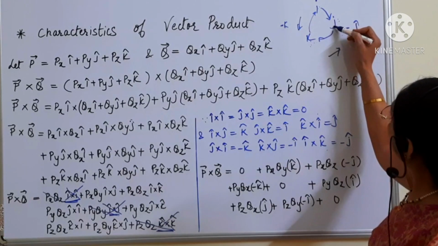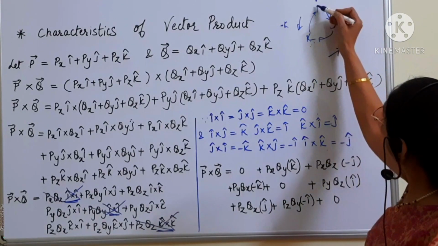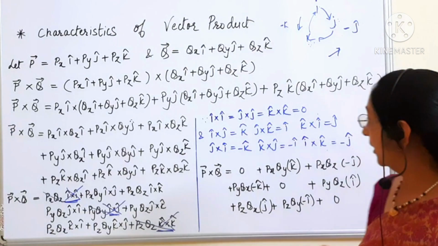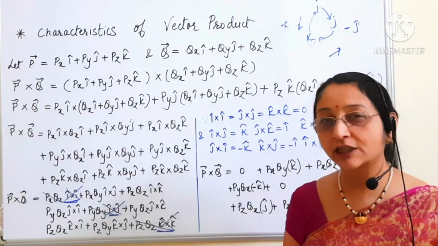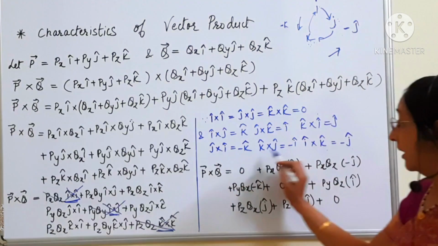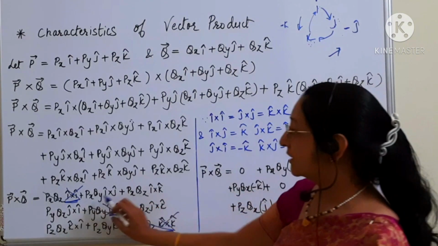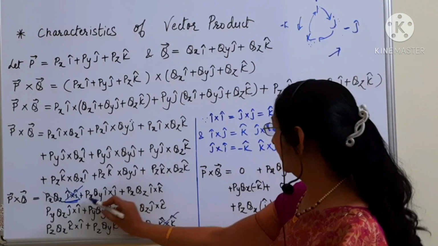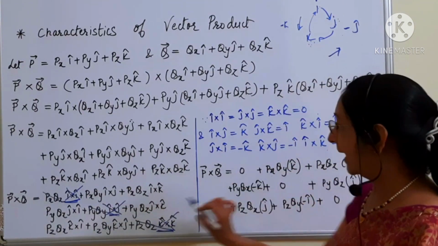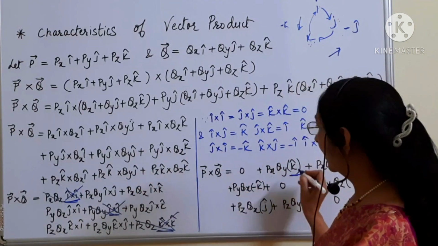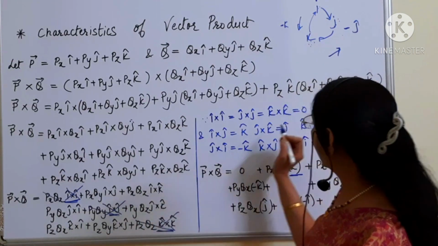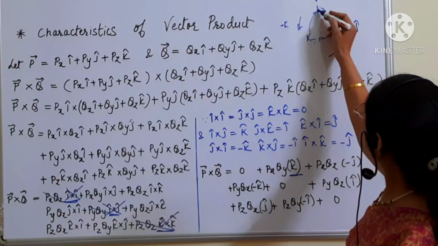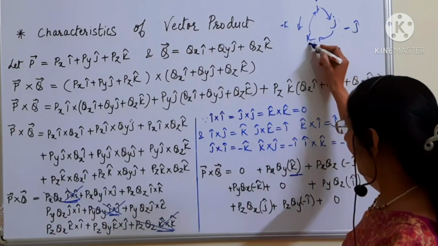I cross j is k but j cross I is minus k. So we have found the values of I cross j, j cross k, k cross I. Now we will be putting these values here. So I have written here px qy, I cross j is k. Px qz, I cross k. I cross k is minus j.